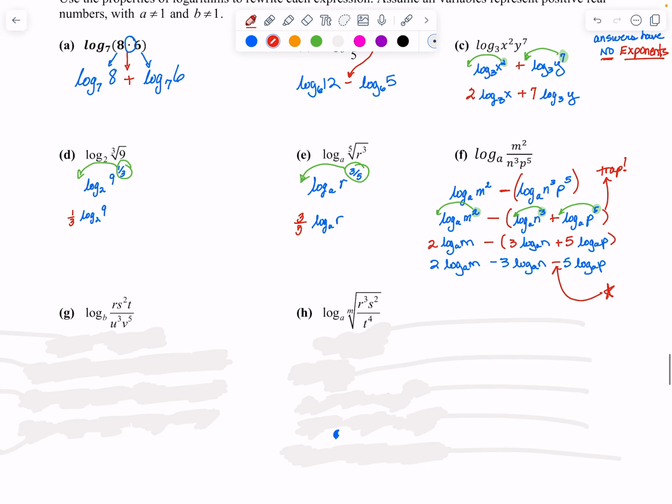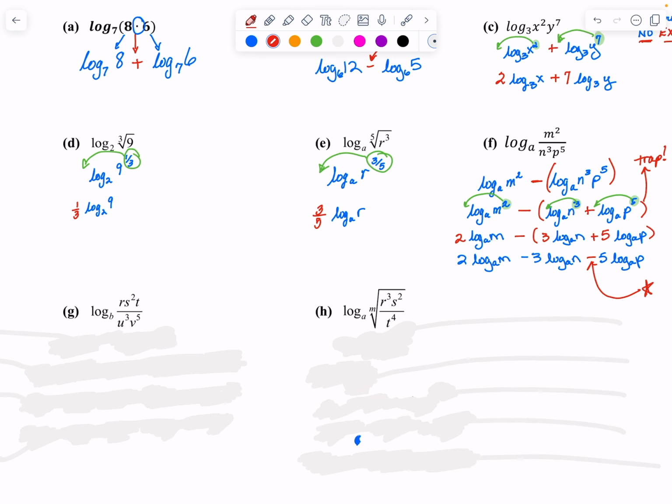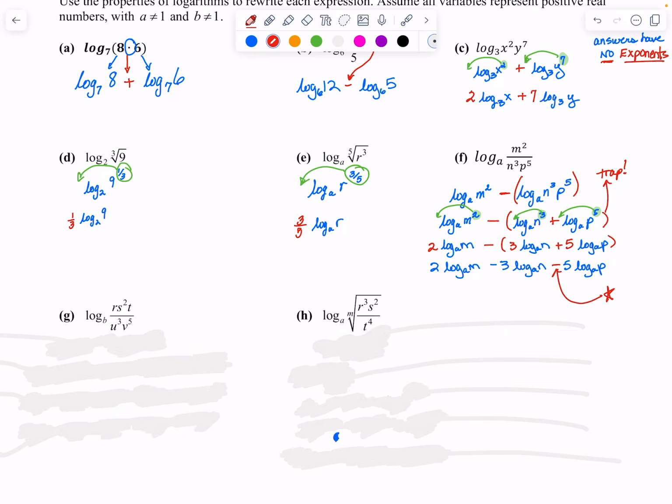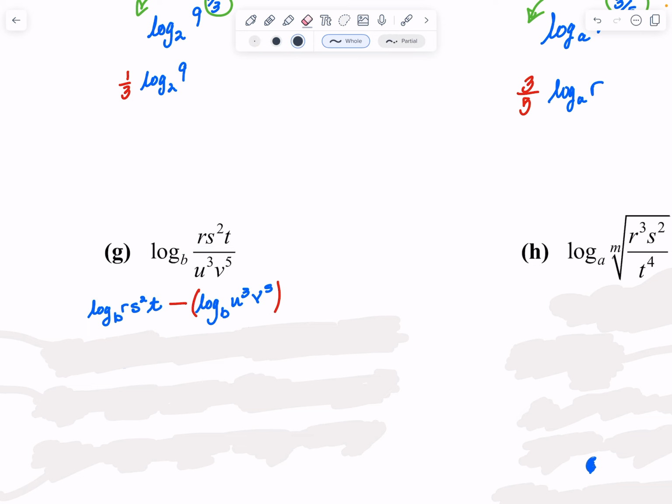Okay, we have 2 more. This one is very similar. G is very similar to F. We just have more stuff on the top. Okay, so I'm going to once again do my division first. So I separate the first, the top one, log base b of r s to the second t. And then I have my second one on the bottom, and I put subtraction in between because it was division. Notice I went ahead and put my parentheses there.